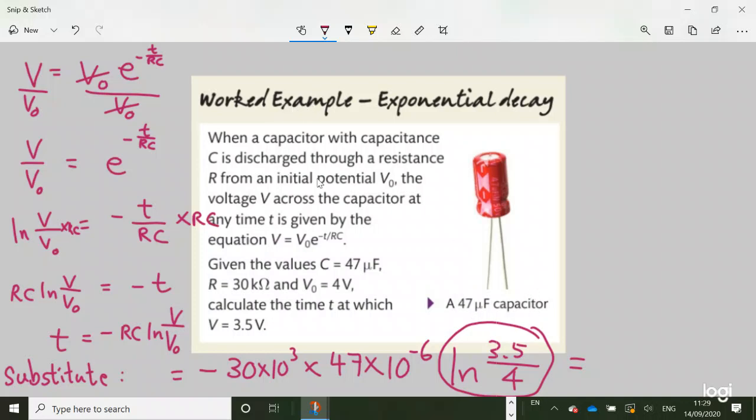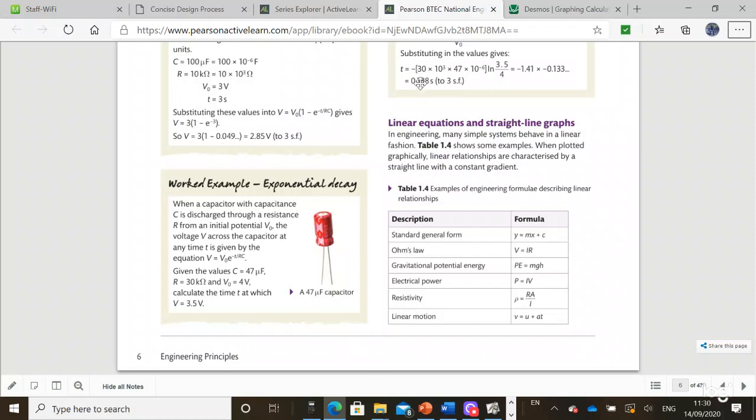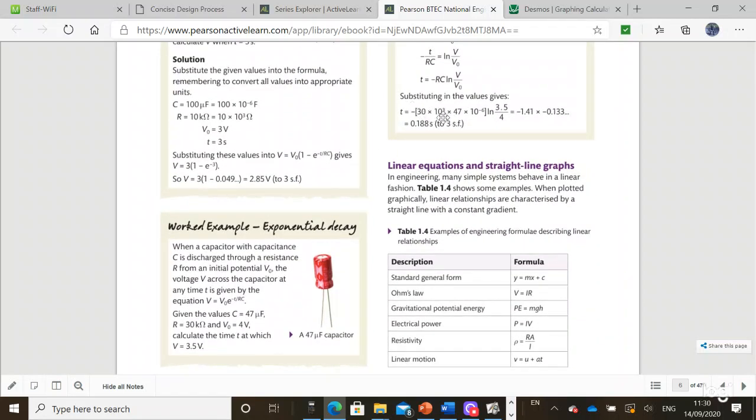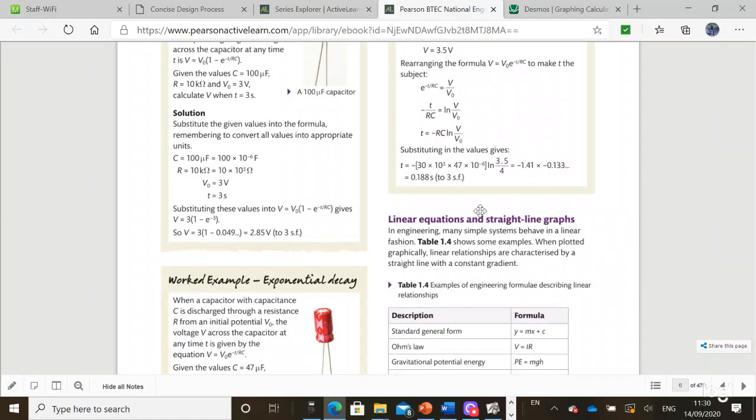So anyone got an answer? Anyone want to confirm that's the case? Is it 0.188? Okay. Again, I put a bracket to say that it's 3 significant figures. So 0.188 seconds. Just check with the textbook. I go back here. Yep, 0.188 seconds over here. Okay, that's it.